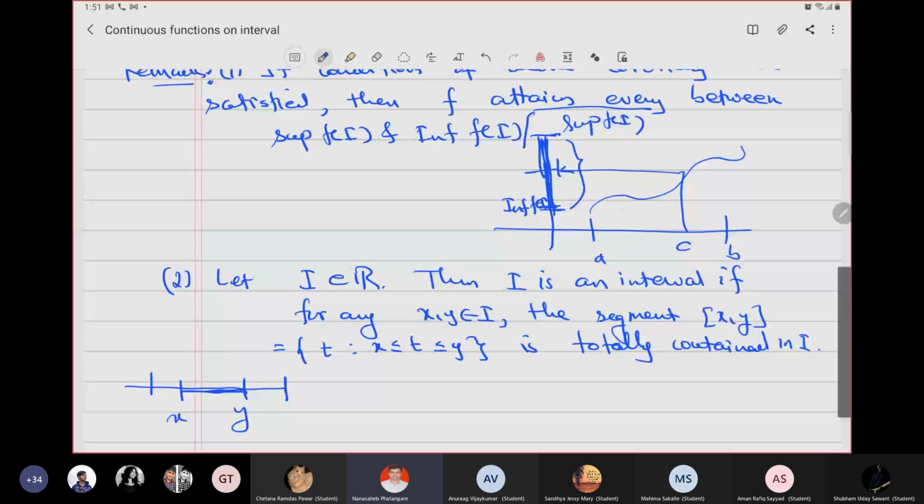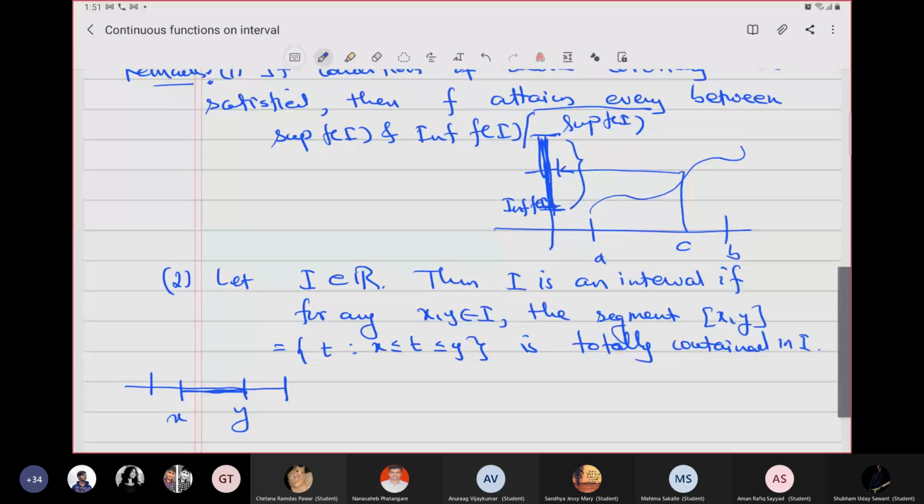Do you observe this easily from this figure? And what is the initial point of the interval and what is the end point of the interval? f(alpha) and f(beta), right, the infimum and supremum under this setup. So that is very interesting.